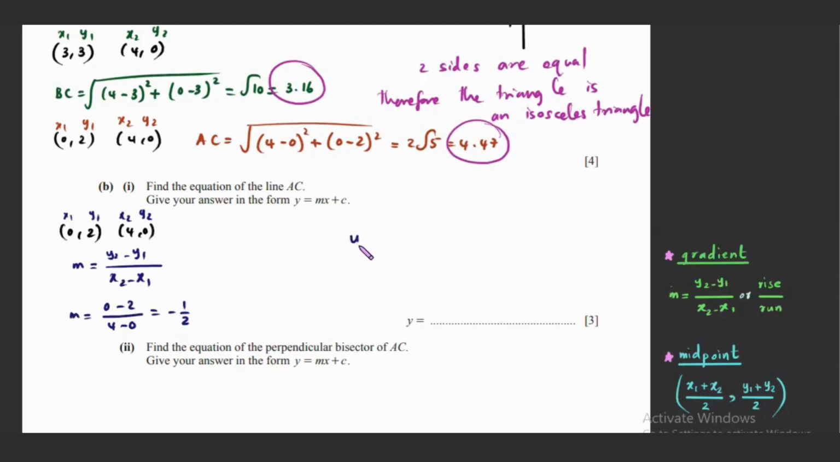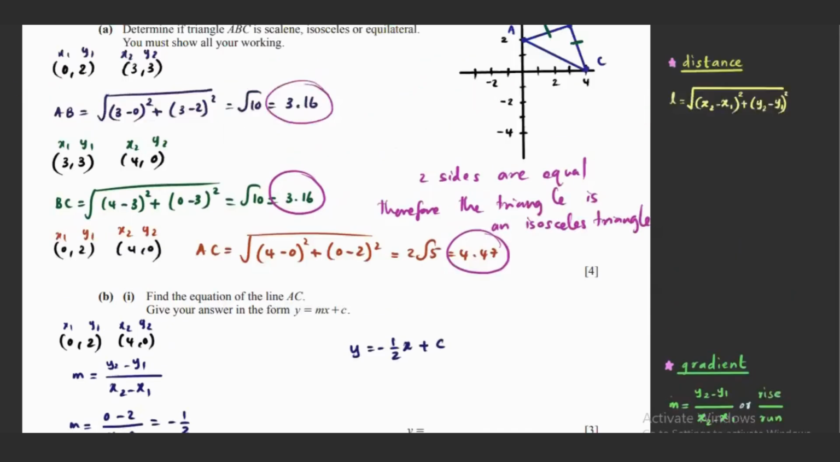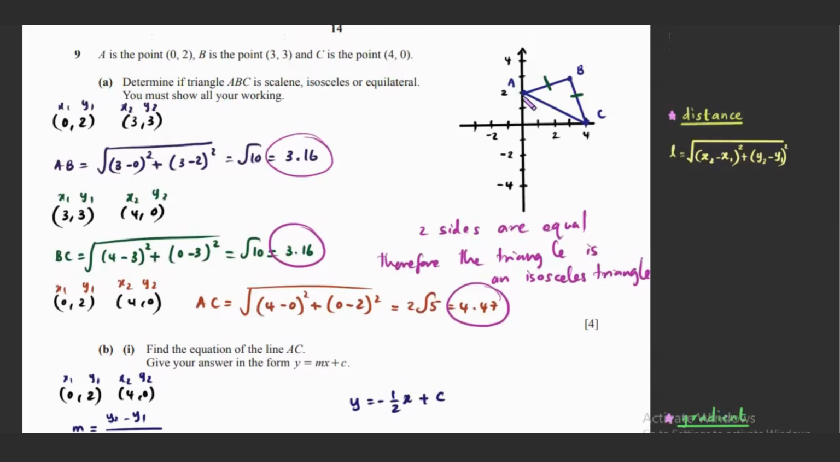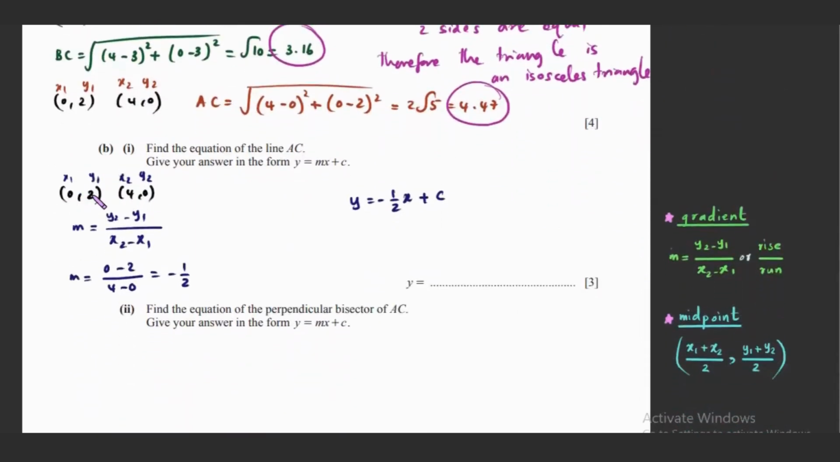Now the equation is y is equal to minus half x. I need to find what c is, but according to this diagram, we can easily say that the y-intercept is 2, because that is where the graph hits the y-axis. Or if you use the coordinate point, we can still pick this one, because 0, 2 means the value of x is 0 and the value of y is 2. At the y-intercept, the value of x is always 0. So we know the y-intercept is 2. So I can write it as minus half x plus 2, equal to y. This will be the equation of the straight line AC.